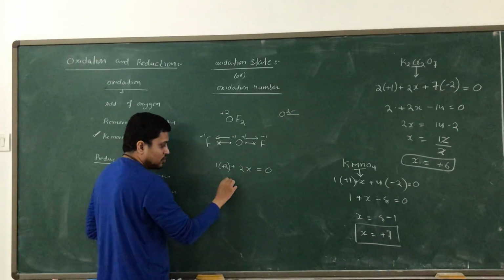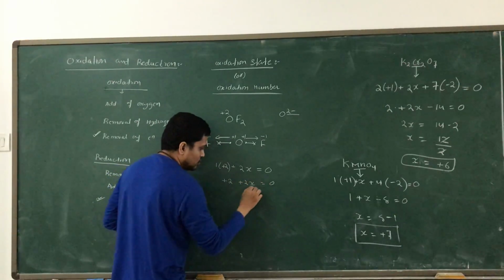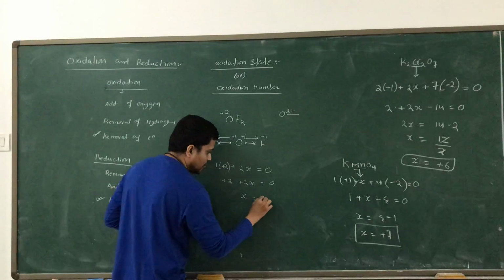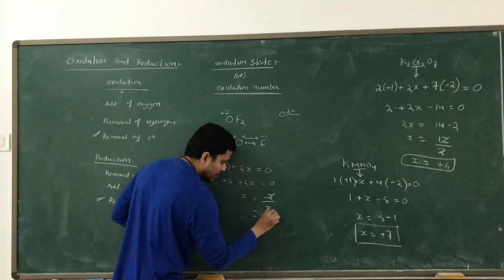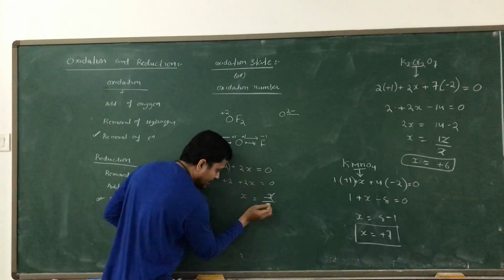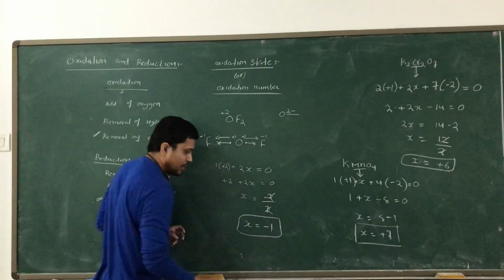So now it is plus 2. So plus 2 plus 2x is equal to 0. So it is going to be x is equal to minus 2 by 2, which is equal to minus 1. X is equal to minus 1. That means for fluorine we have minus 1.